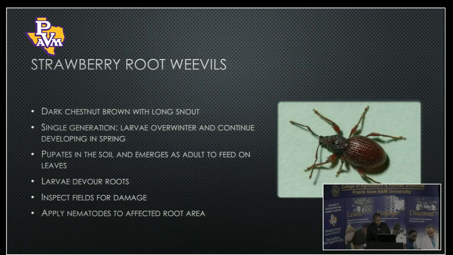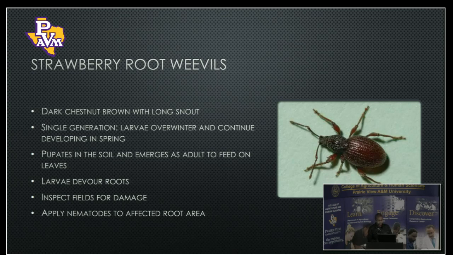So we're going to go ahead and start with the strawberry root weevil. Now, weevils are very unique. They're actually a type of beetle, but they tend to have a long snout with chewing mouth parts at the end. So they'll typically be chewing on the leaves as adults.